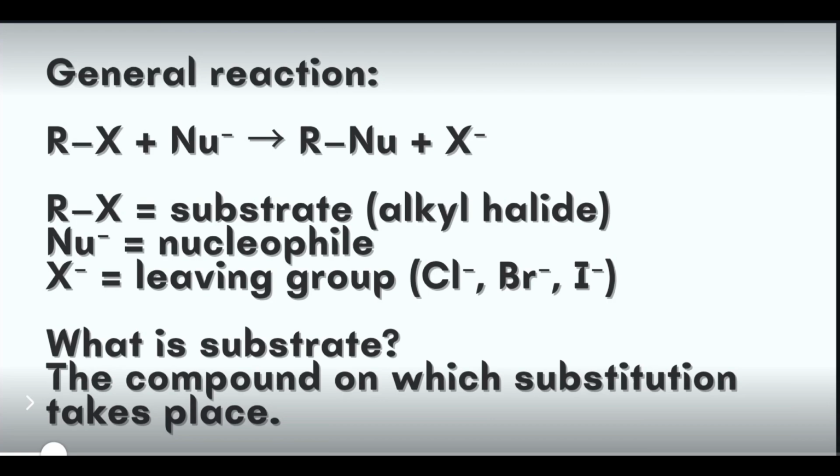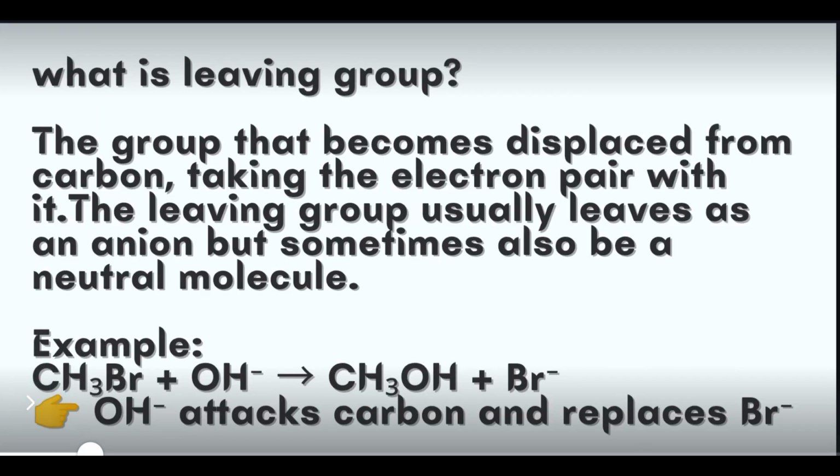Now what is a substrate? The compound on which substitution takes place is called a substrate. Here in this general reaction RX is the substrate. Here substitution takes place. Now we'll see what a leaving group is. It is the group that becomes displaced from carbon, taking the electron pair with it. The leaving group usually leaves as an anion but sometimes can also be a neutral molecule.